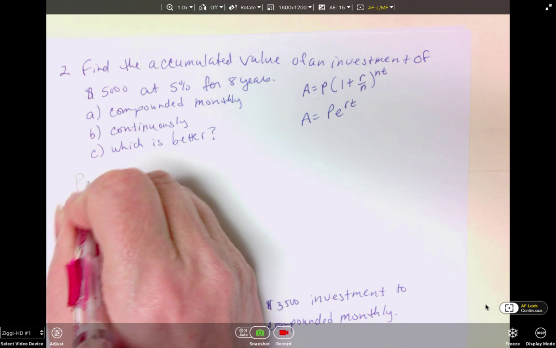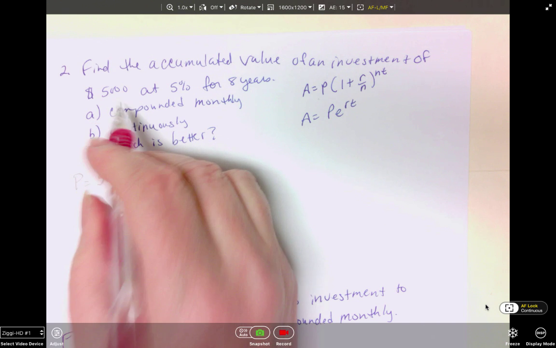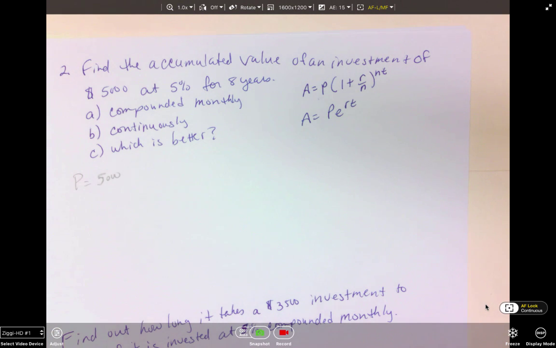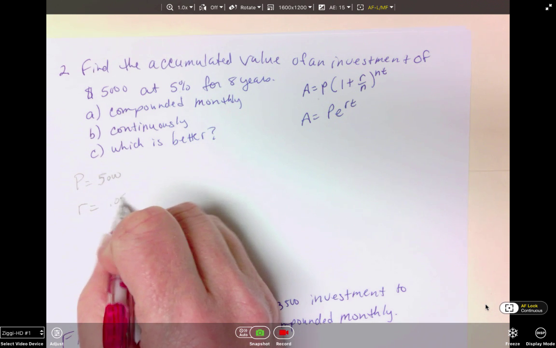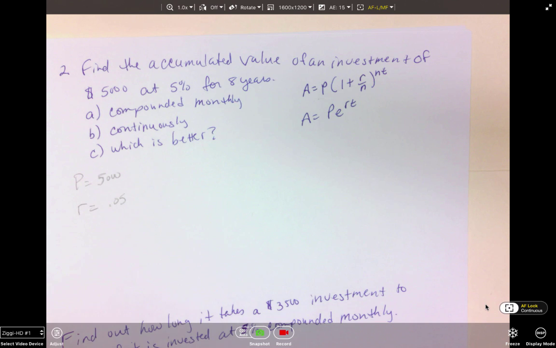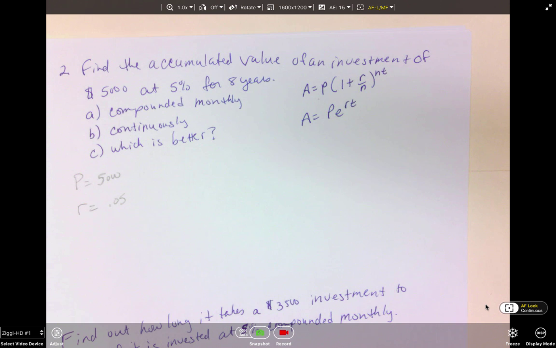So we know our P, which is our principal. Our principal is $5,000. That's the money we're starting with. Now, as far as our rate is our percentage there, our rate is going to be 0.05. And we want to write it as a decimal. We don't want to leave it as a percent value. And the final number that we need is going to be our value of the time.